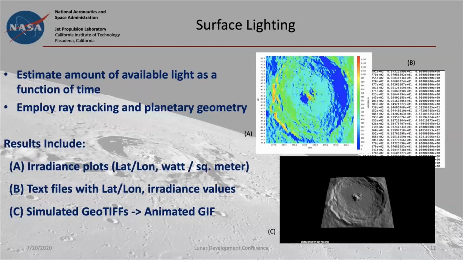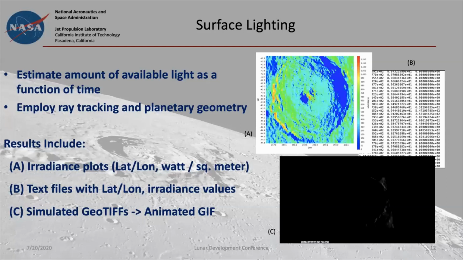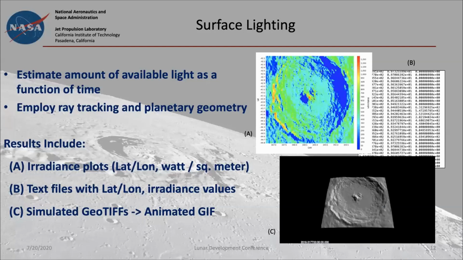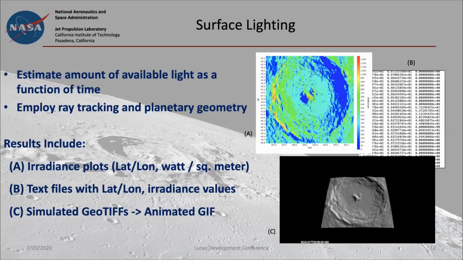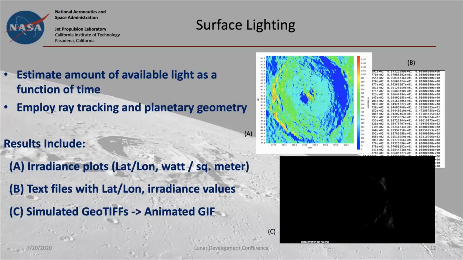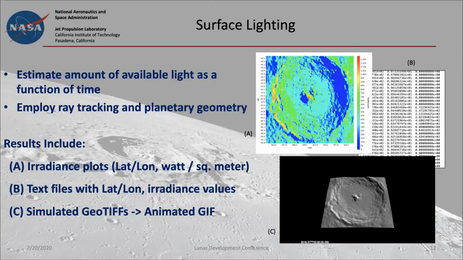Now, Moontrack's surface lighting analysis tool models the direct and reflected scattered light and estimates the amount of light across the surface available as a function of time. It uses a ray tracing technique and takes into consideration the orientations of the sun, the moon, and Earth, and also the effective albedo of the Earth, as well as the lunar topography.